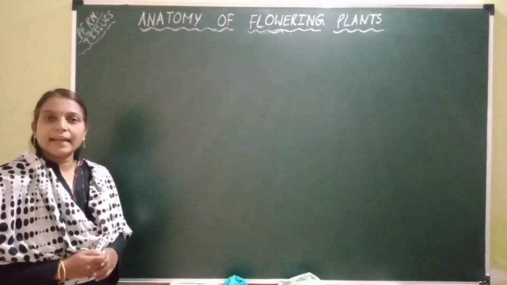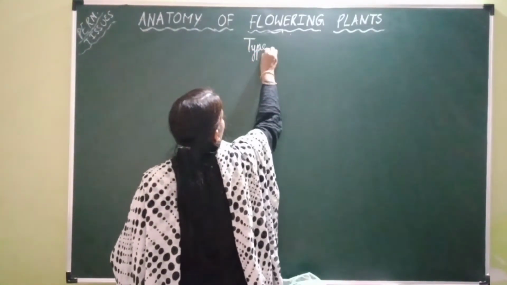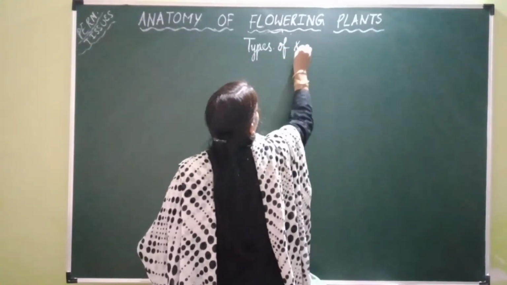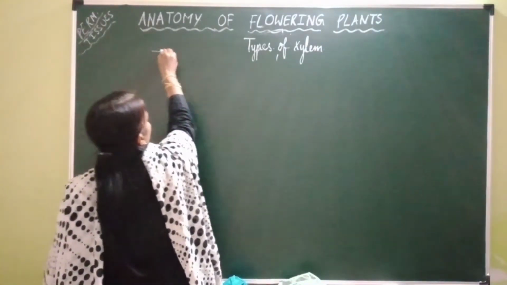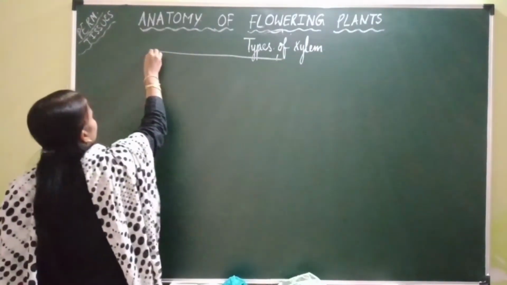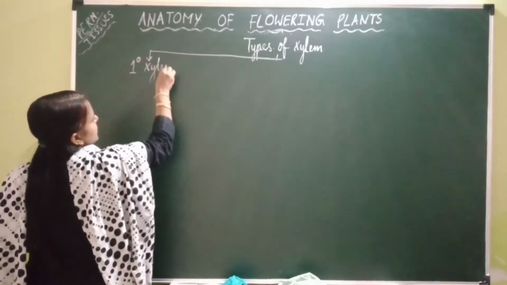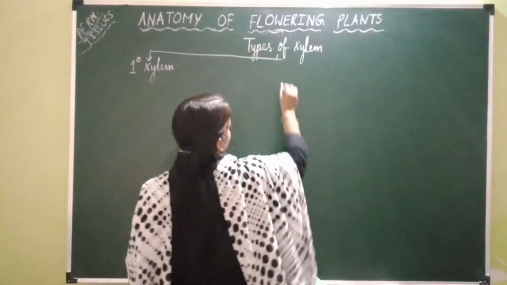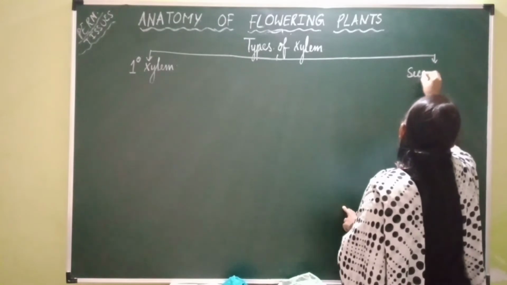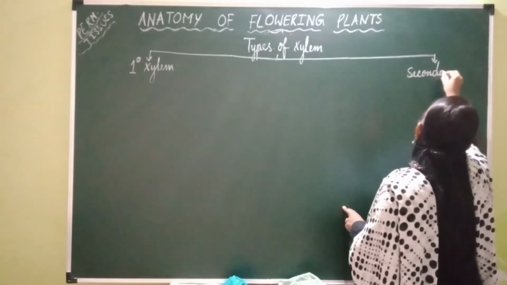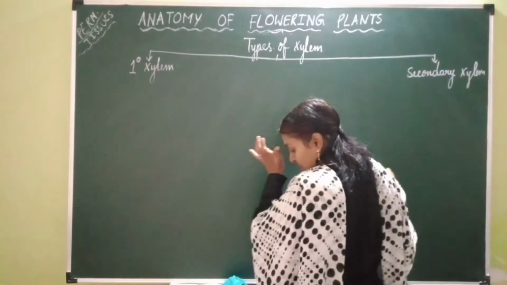Okay, now let's study the types of xylem. Xylem is divided into two types on the basis of its origin, that is primary xylem and secondary xylem. Okay, let's study primary xylem first.